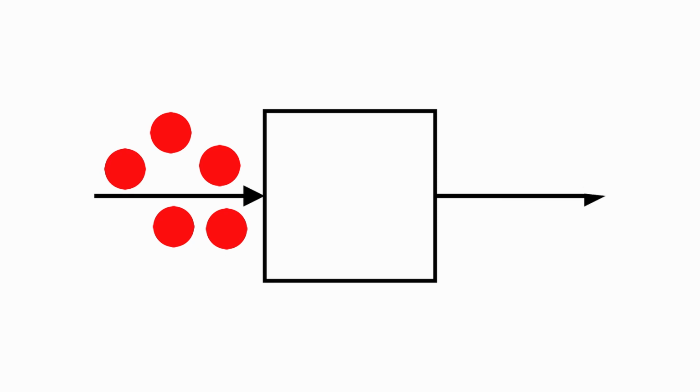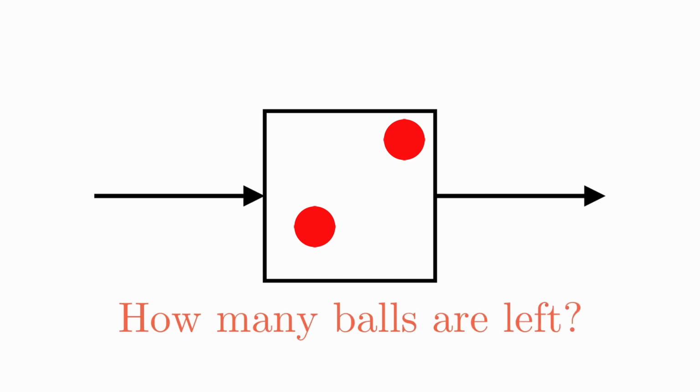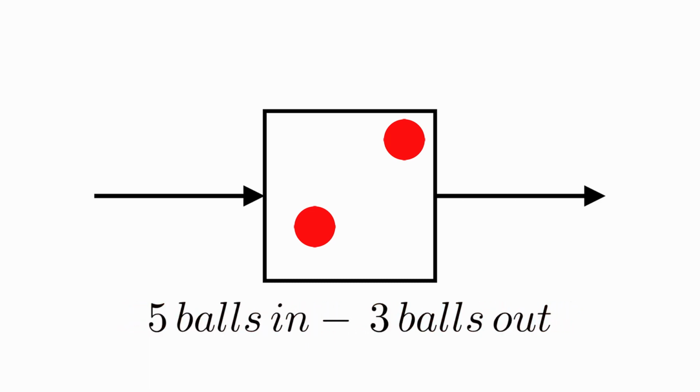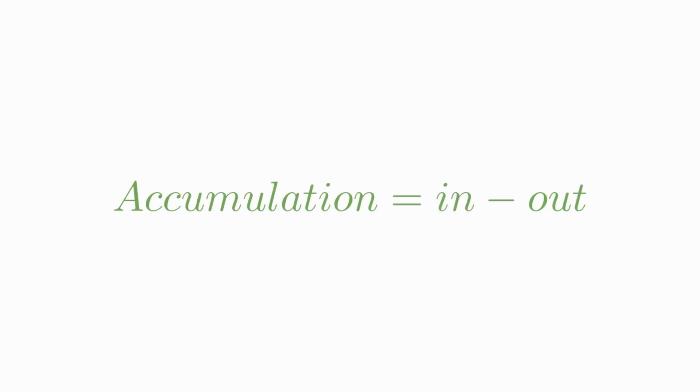A tea kettle. Suppose we have a box and we put 5 balls in and take 3 balls out. How many balls would be left? How many have accumulated in the system? Well, quite simply, we would just add up the 5 that went in, subtract the 3 that came out. There's only 2 balls left. When in doubt, accumulation equals in minus out. That's the general equation for mass balance.